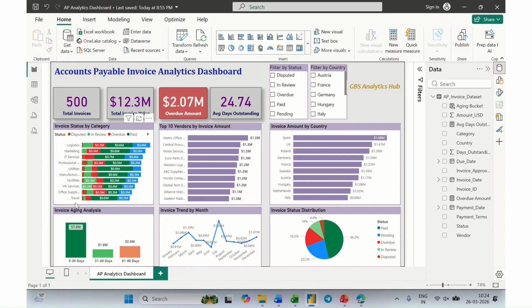You can see at a glance where overdue and disputed invoices are concentrated, and that tells procurement and finance teams exactly where to focus their vendor management efforts. This is the kind of insight that would previously take an analyst hours to compile manually. Here it updates in real time with one click.